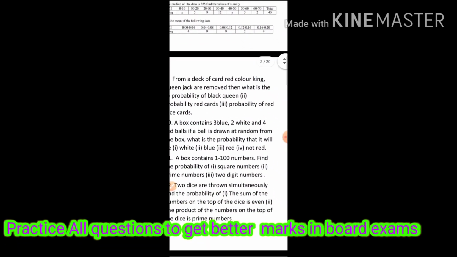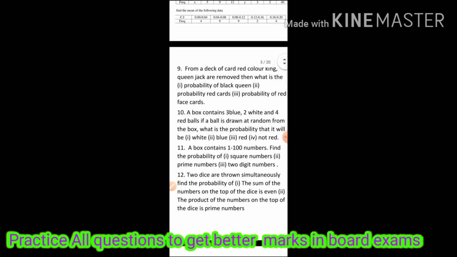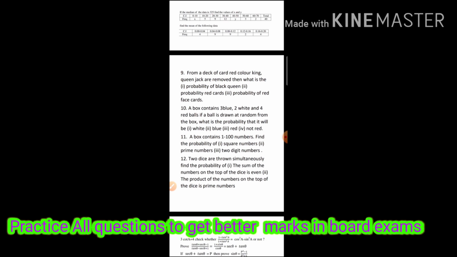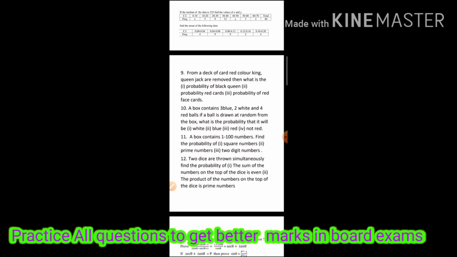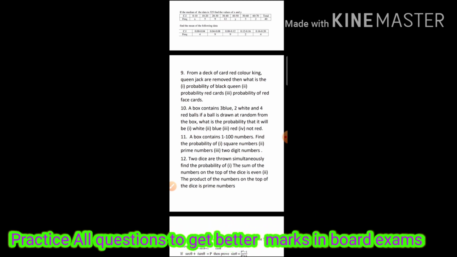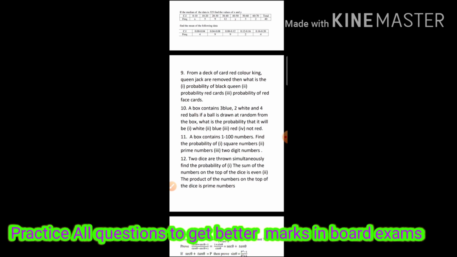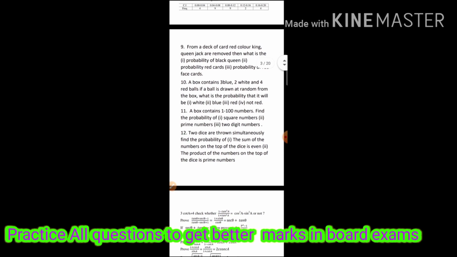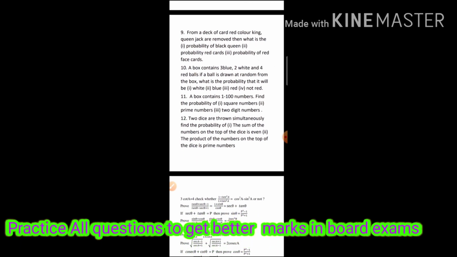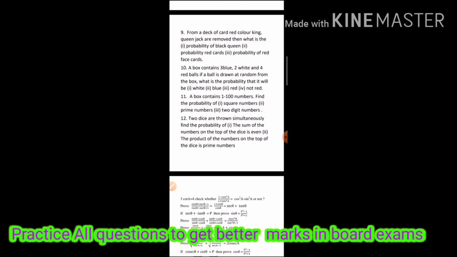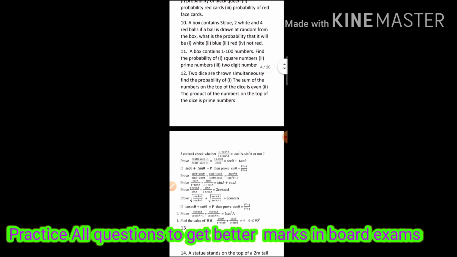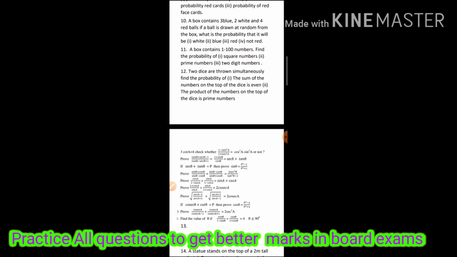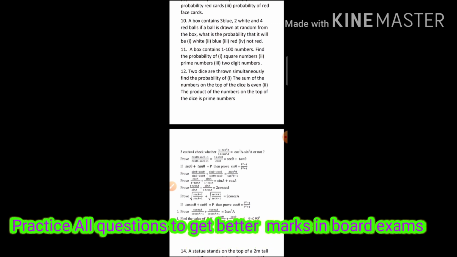Next probability. First of all, you should learn the basics of probability. Means playing cards, how many cards are there, red color, black color. And what is the formula of probability? Number of favorable outcomes divided by total number of outcomes. And when one die is rolled once, how many total outcomes? 6: 1 2 3 4 5 6.